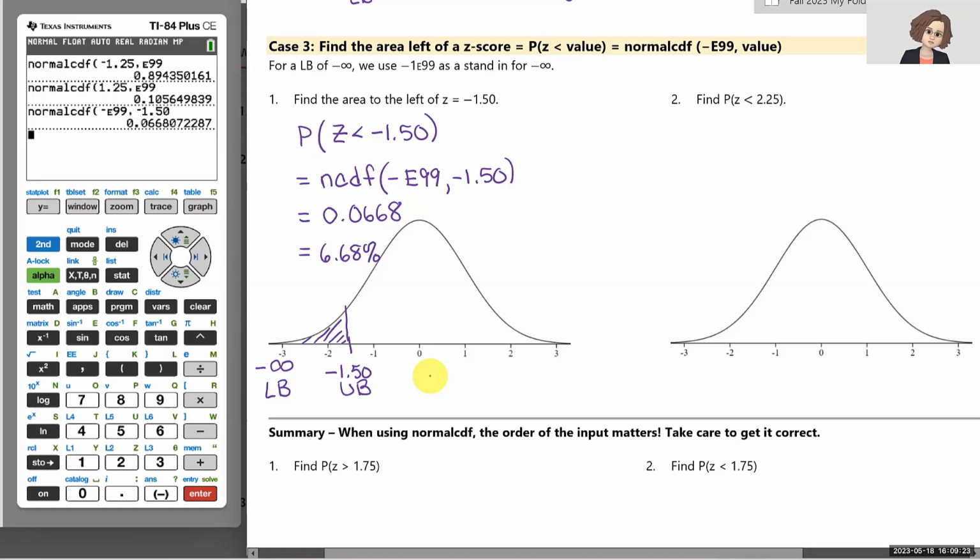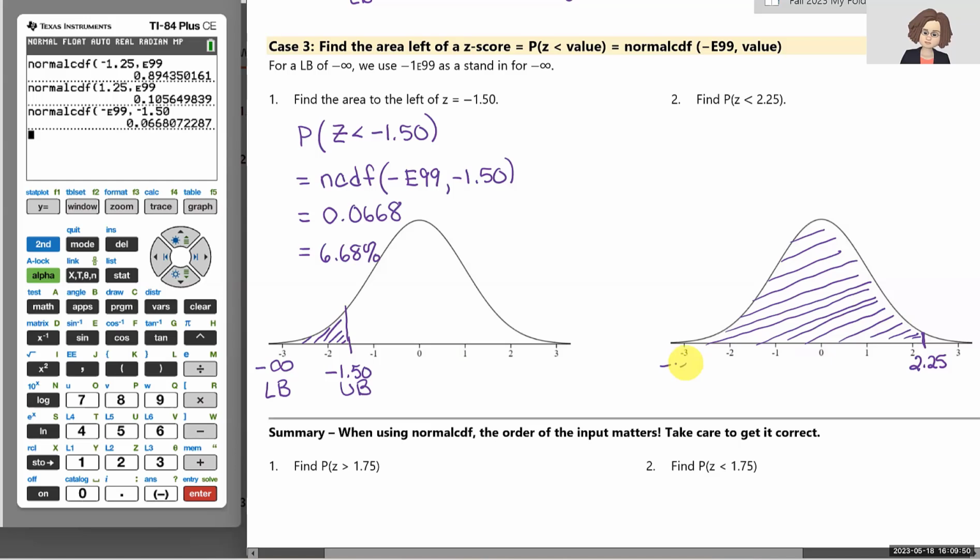All right, one more over here. The probability z-score is less than 2.25. So we're getting all the way out here on our graph. The probability z-score is smaller. Now I'm seeing this area is going to be getting pretty close to 100%. This is almost that whole graph.